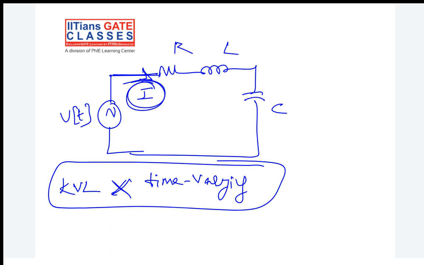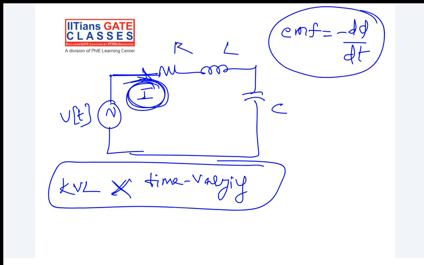So you can apply KVL as long as there are no sources of magnetic field nearby that circuit. If you bring a current carrying wire, which is going to create an additional EMF, then your KVL is no more valid. So in your networks, you are making an assumption that there are no sources of magnetic field nearby. So what is the condition I gave? This induced EMF is equal to d phi by dt.